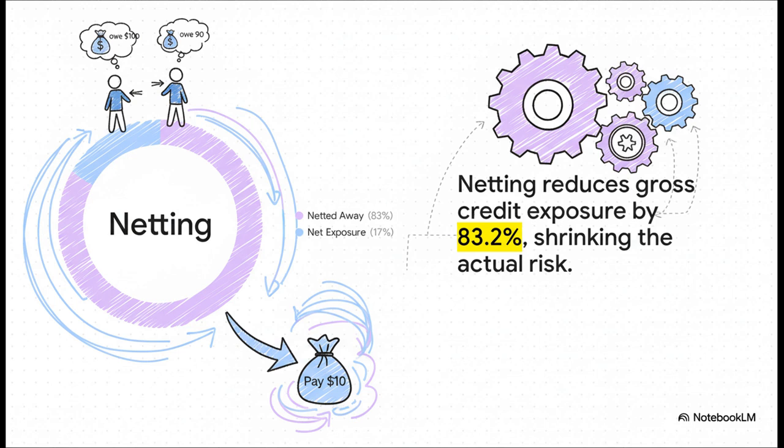Well, a key tool is something called netting. It's actually a pretty simple idea. Let's say I owe you $100 and you owe me 90. Well, instead of us both exchanging that cash, we just net it out, and I pay you the $10 difference. Simple, right? Now imagine that across the entire market. This one concept reduces the total credit exposure by over 83%. It's an absolutely critical piece of financial plumbing that keeps the whole system from grinding to a halt.